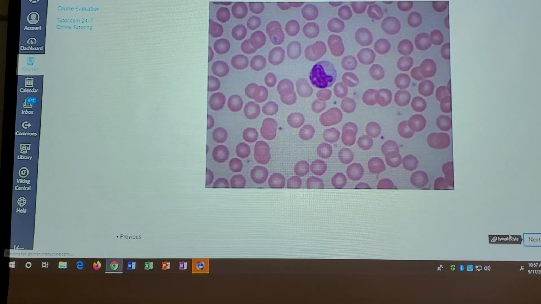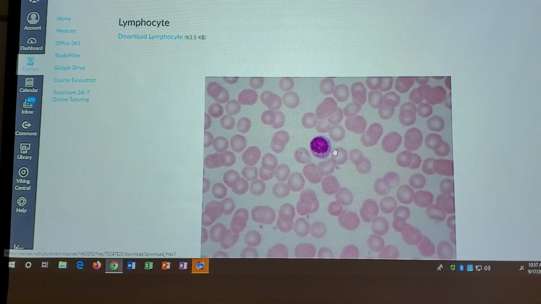And then finally, there's a lymphocyte. This is a nice little lymphocyte here. They're about the same size as a red blood cell, maybe a little bit bigger, but they're almost entirely this big round nucleus with a little edge of cytoplasm, okay?